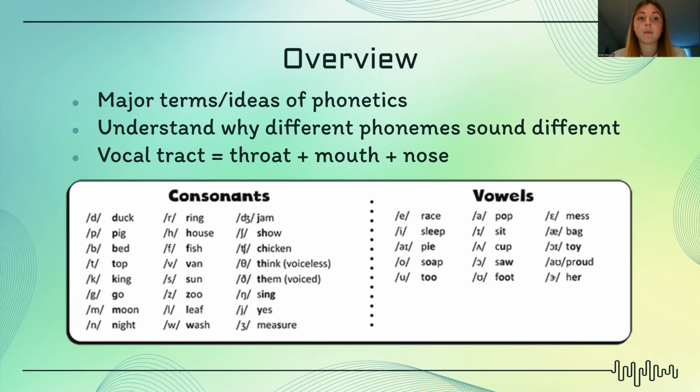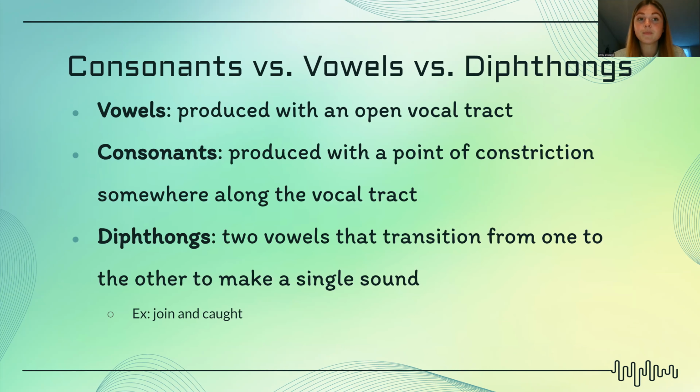And an important thing to remember throughout this lecture is our vocal tract. When we say vocal tract, we're referring to our throat, our mouth, and also our nose. So what makes consonants, vowels, and diphthongs different? Vowels are different because of the way they're produced. Vowels are produced with a pretty open vocal tract. The air is just flowing through it. There's no major point of constriction. Consonants, on the other hand, are produced with a point of constriction somewhere along that vocal tract. Usually it is with our tongue. We create a point of constriction, and that is what shapes the airflow into a consonant.